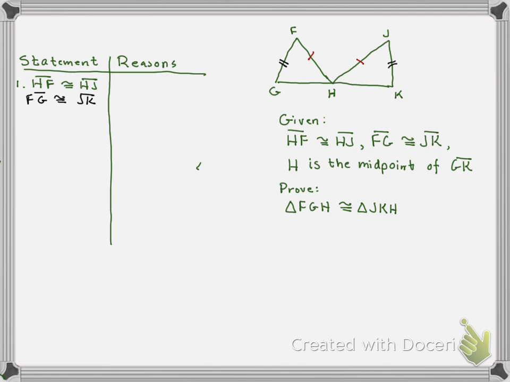Notice I used one tick mark on FH and JH and 2 tick marks on FG and JK, because FG is the same length as JK, but we don't know that it's the same length as FH or not. So we have to mark it with a different number of tick marks in order to avoid the confusion of, well, those are the same length. You don't know they are. You never assume anything. Therefore, we're marking them different.